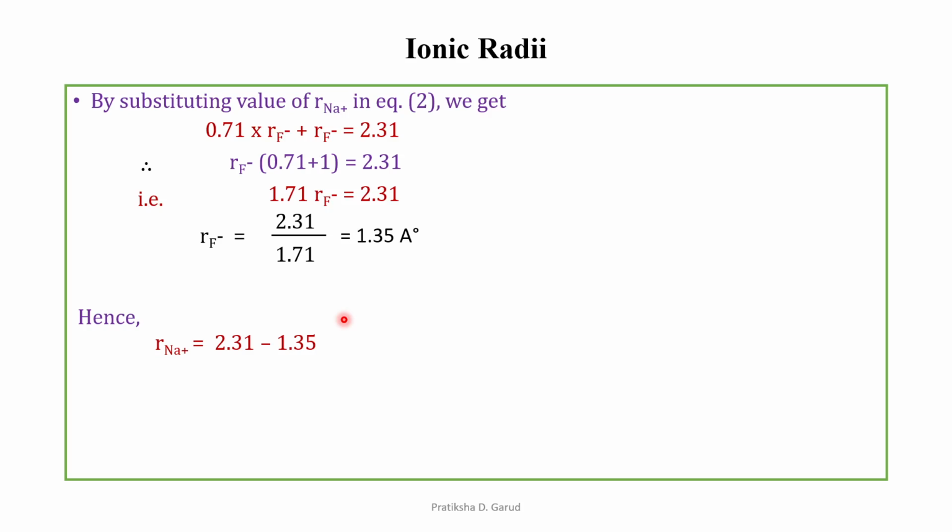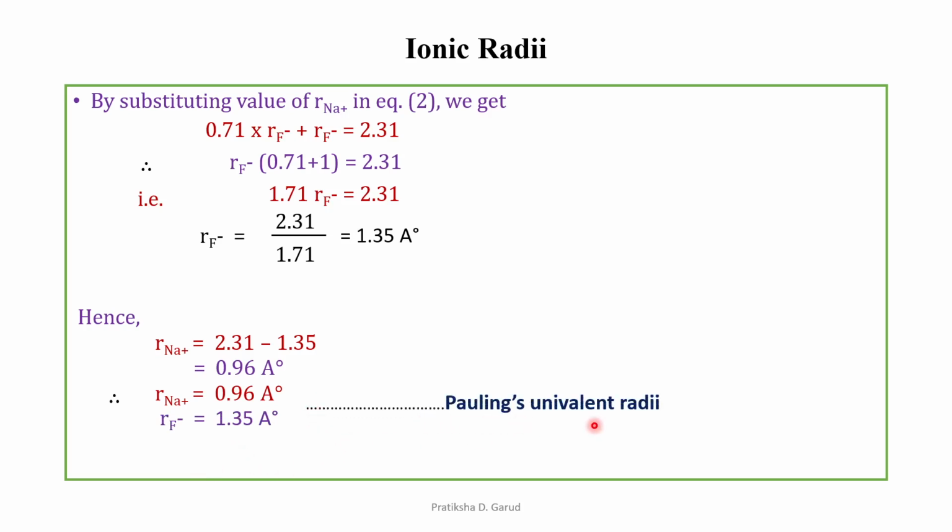Then by putting this value in the first equation, we can find the radius of the cation. So R of Na plus is equal to 2.31 minus 1.35, which is equal to 0.96 angstrom. So the radius of cation is 0.96 and the radius of anion is 1.35. These two are known as Pauling's univalent radii, because we are considering univalent ions. Univalent ions means those ions which have valency 1.